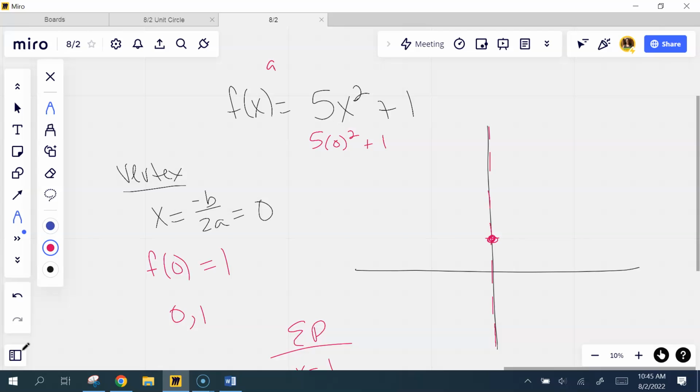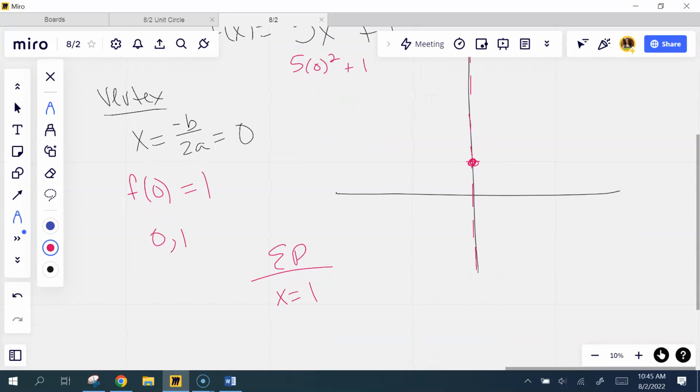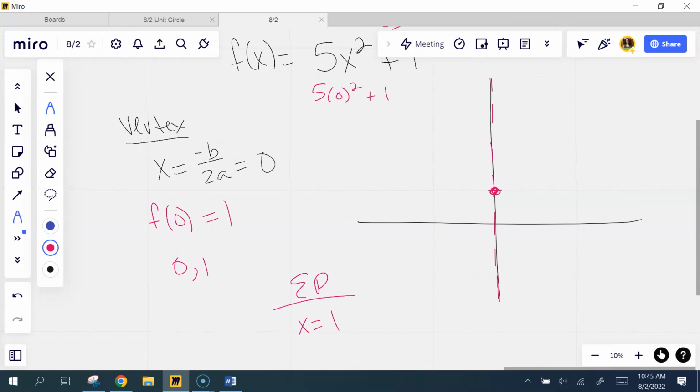So if it helps you, A equals 5, B equals 0, and C equals 1. That's the y value. So that gives me the coordinates of my other point. X is 1. X is what I plugged in. So it's 0 over 2 times 5. It's 0 over 10, which is 0. Anytime you get a 0 in the top, as long as the bottom's not 0, you can just stop and say it equals 0.